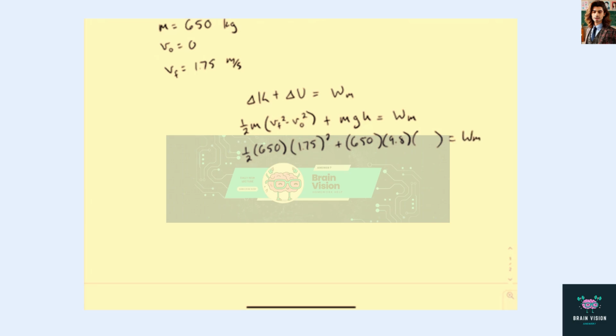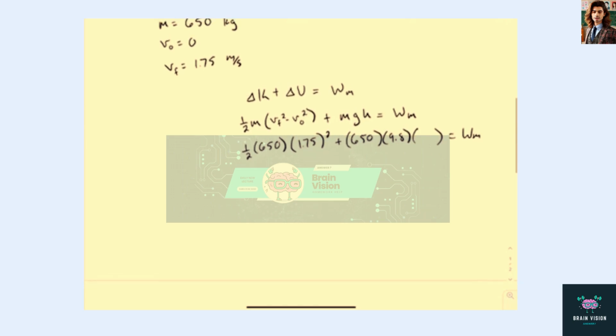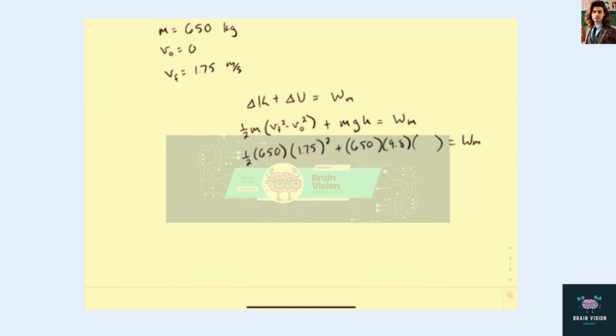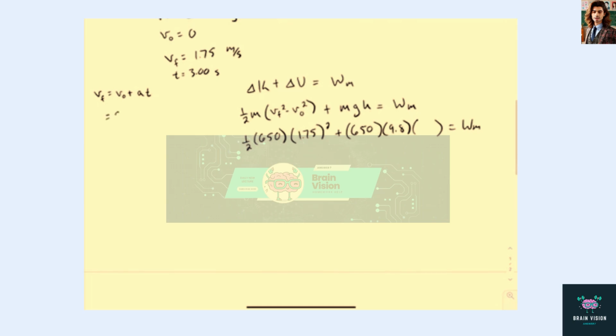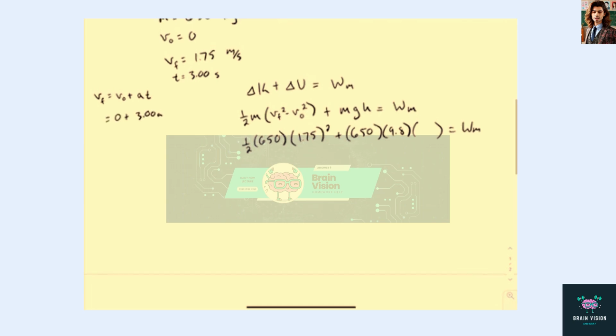So the easiest way to figure that out, I think, is just to write a couple kinematic equations. I'll do that over here on the side. So first I'm going to figure out the acceleration, because we know it's constant acceleration. So we know that the final velocity is the initial velocity plus the acceleration times time. We're also given that time is 3 seconds. So this is going to be 0 plus 3a. And so the acceleration is 0.583 meters per second squared.